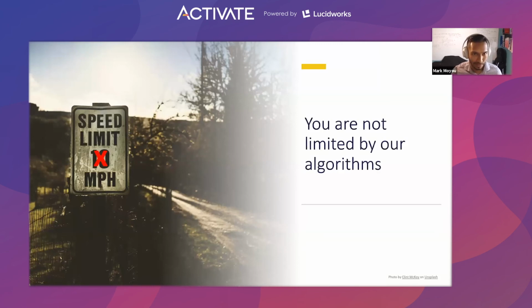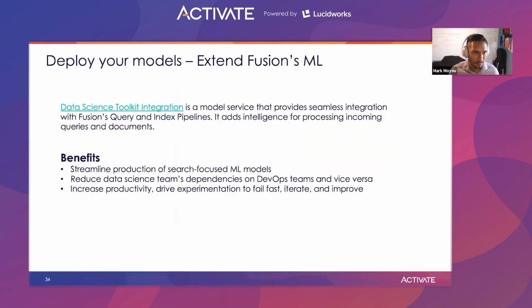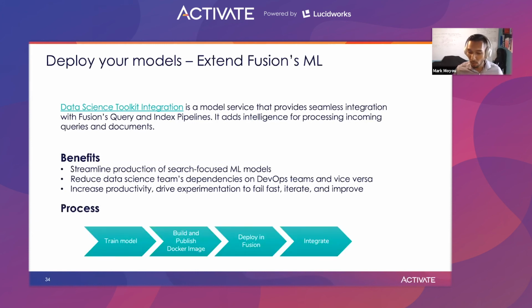First of all, we do not limit you by our algorithms. The intention of our algorithms is to get you up and running very quickly so that you can focus on more significant problems. We do not claim to be the expert on your data. Your data scientists spend a lot of time, and we just want you to be able to deploy that expertise. At a high level, you can do this at query and index time, to either extract things at index time or extract things from the query at query time. It's scalable. In addition, the process is quite streamlined. Essentially, you train a model locally, you deploy and publish a Docker container to a private or public repository. We pull that into Fusion, and then you just add a pipeline stage and you're more or less off and running.